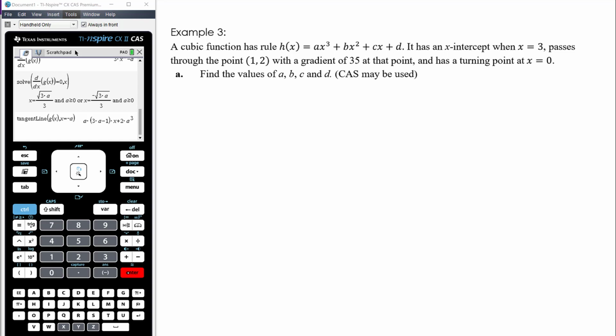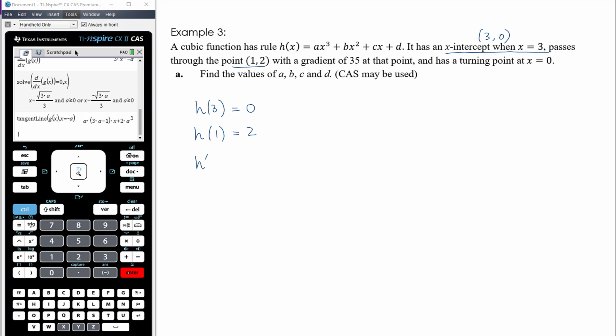So we've got our function definition, h of x equals, it has an x-intercept when x equals 3. So x-intercept when x equals 3, that means that it goes through the point 3, 0. Okay, so therefore h of 3 is equal to 0 will give us our first equation. Passes through the point 1, 2. Okay, so again, h of 1 equals 2. It has a gradient of 35 at that point.